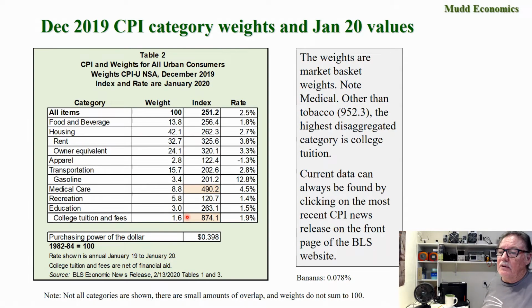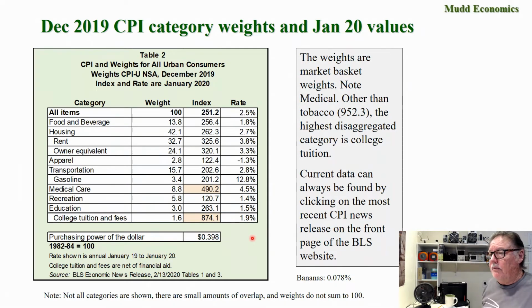And the index is 874.1 compared to the overall index of 251.2. About the only thing that you can find that's more expensive than this is the cost of cigarettes. Cigarettes, I think, are higher than 874.1. The rate in the most recent year is 1.9%. There's kind of a pushback, I think, against this. You don't see it all in the colleges necessarily.